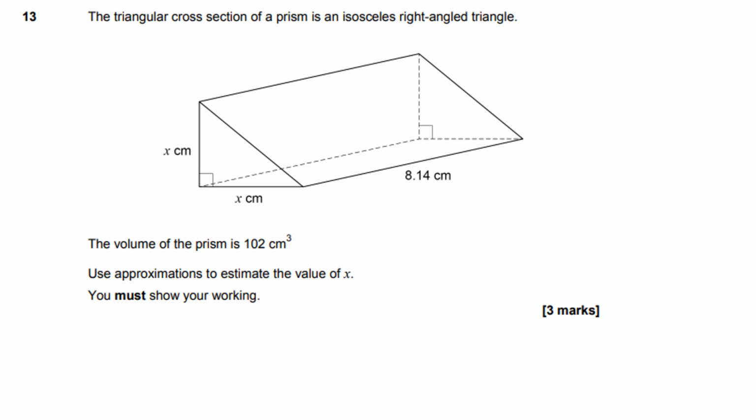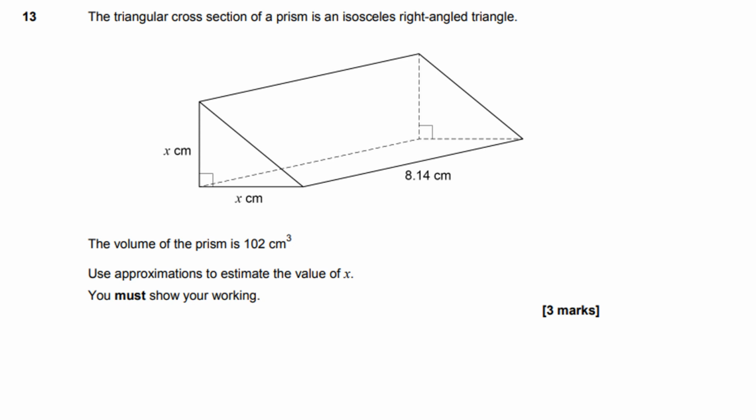Question 13. The triangular cross-section of a prism is an isosceles right-angle triangle, and this is why the two sides are going to be x and x, so these two sides are the same. It says the volume of the prism is 102 centimeters cubed. Use approximations to estimate the value of x.